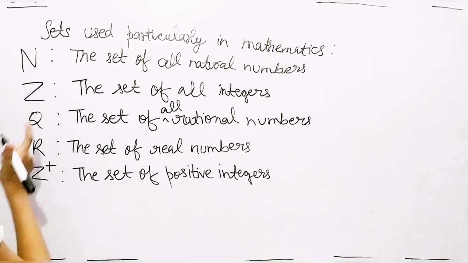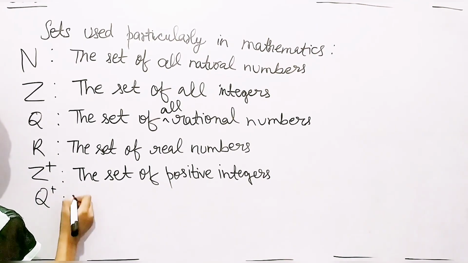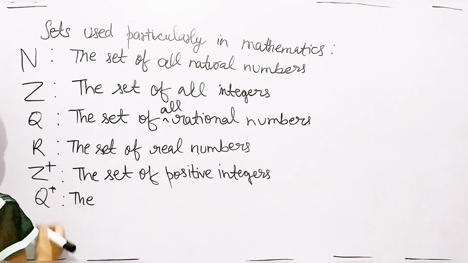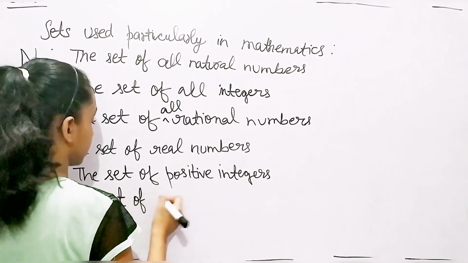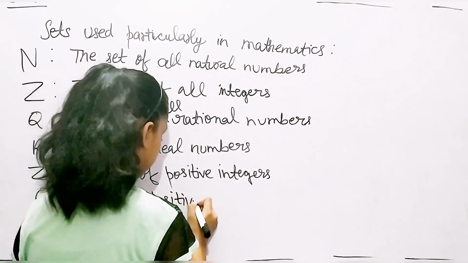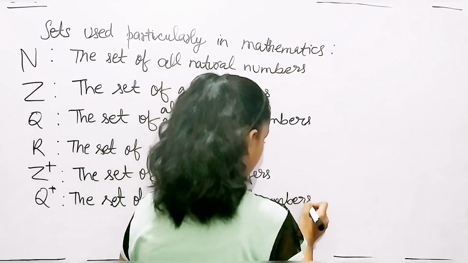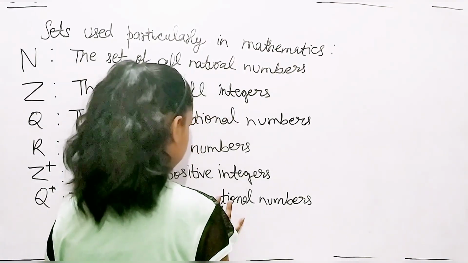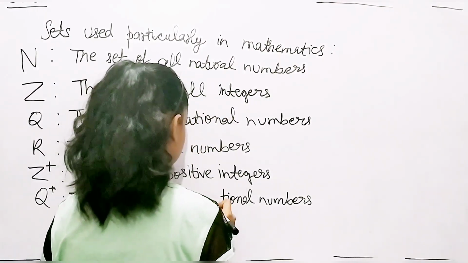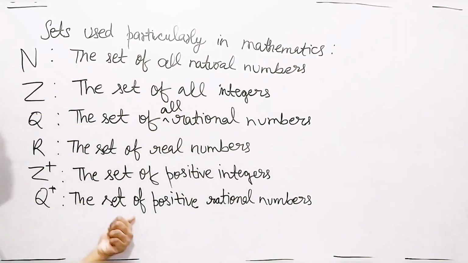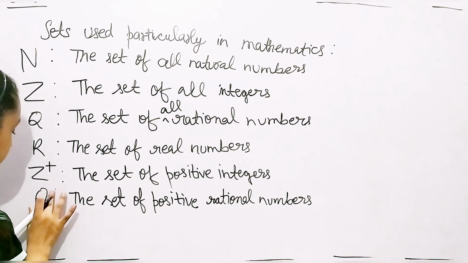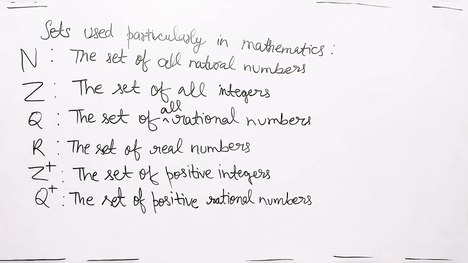Next, Q positive will be the set of positive rational numbers. Let me see if it is clear to you. N, Z, Q and R, then Z positive, Q positive, and the next one we're going to write will be R positive.